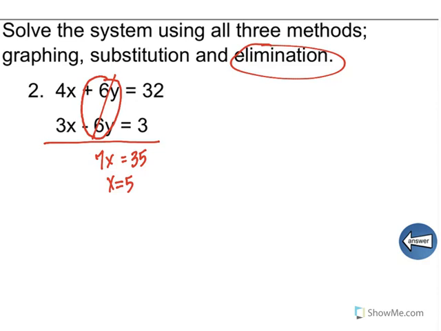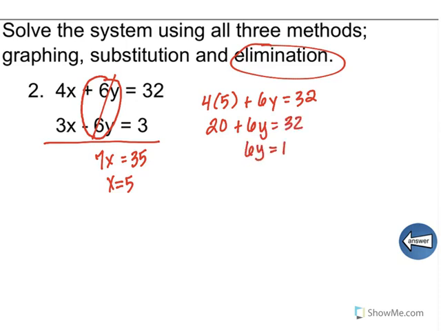And now that I know that x is equal to 5, I can plug that into either of the original equations. So I'm picking the top one. That's going to give me 20 plus 6y is equal to 32. 6y is equal to 12 when I subtract 20 on both sides. That means y is equal to 2. And so my solution here is (5, 2), x being 5 and y being 2.